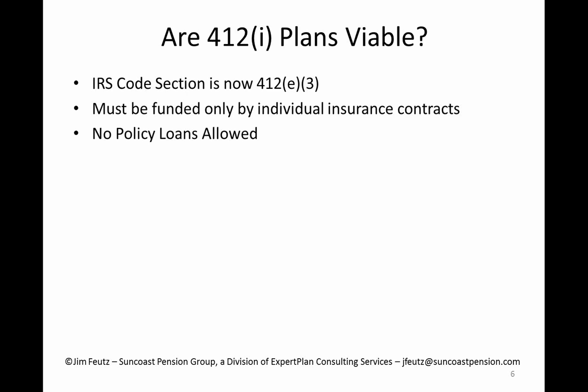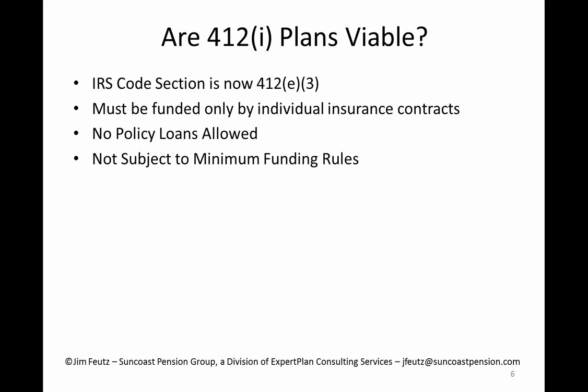One of the rules is that no policy loans are allowed in the plan. So if somebody were to borrow from one of the insurance or annuity products, it would immediately disqualify it as a 412(e)(3), and it would become a regular defined benefit plan and would be subject to the minimum funding rules, because a 412(i) plan, now the 412(e)(3), is not subject to the minimum funding rules. However, of course, the retirement premiums for the insurance and the annuities still must be made. So in effect, it does have a required contribution. It's just not the technical minimum required under the funding rules.